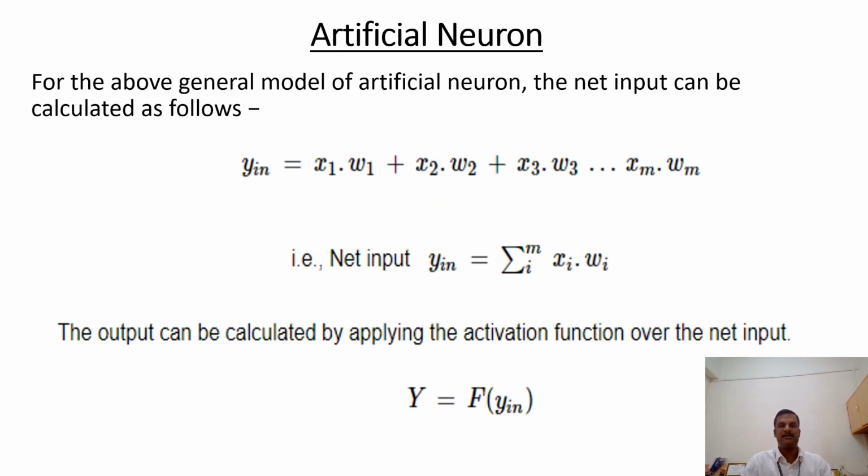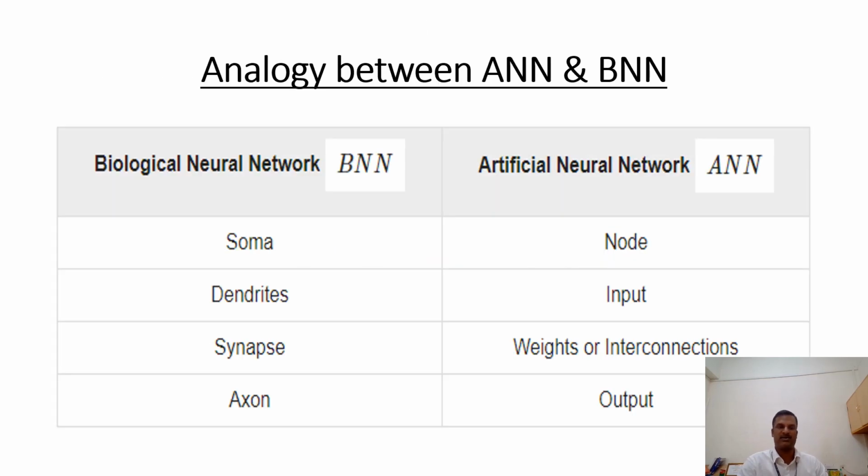Now these are the mathematical equations for the theoretical explanation which I just gave. Yin is equal to x1w1 plus x2w2 plus x3w3 and so on. So your net input can be generalized using a summation symbol and also a multiplication symbol. Now this net value is passed through an activation function and you are going to get the output. Now let us go in detail about what is activation function, what is weight and all the concepts.